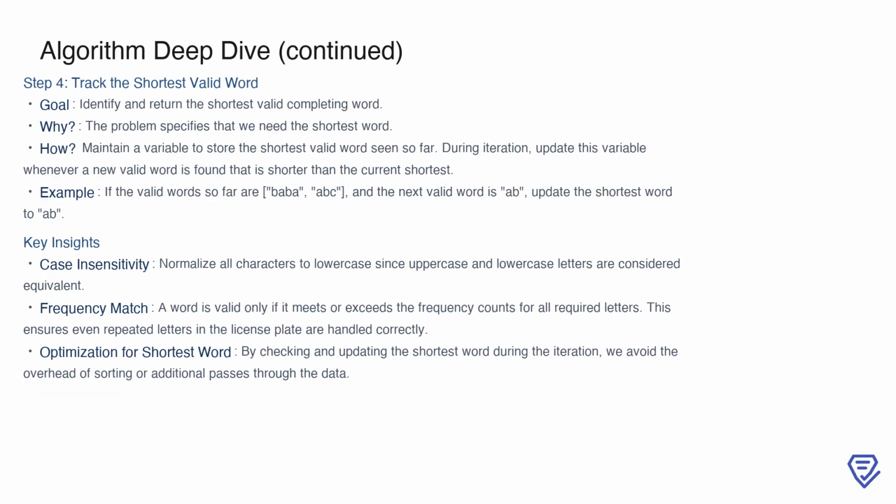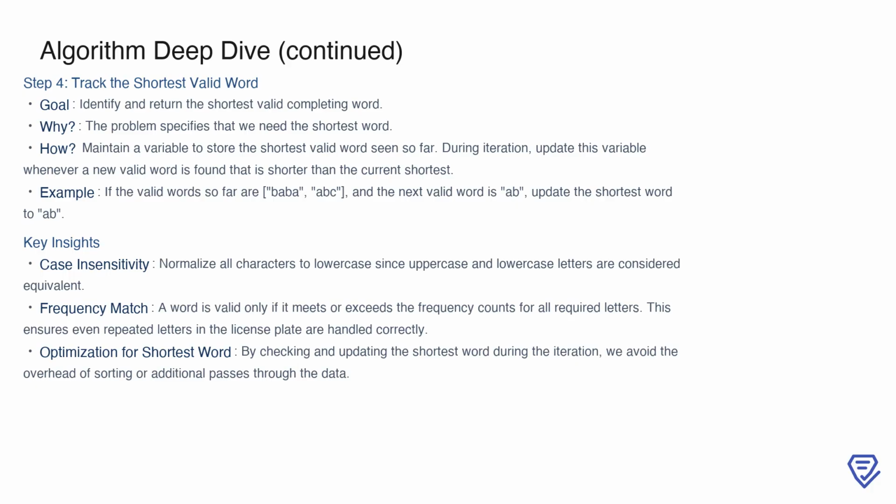The next step is to efficiently identify the shortest valid completing word. As we iterate through the list of words, we keep track of the shortest valid word we encounter. Each time a new valid word is found, we update our stored result if the new word is shorter than the current shortest. This way, we avoid unnecessary sorting or extra passes through the data. To illustrate, if the valid words found so far are Baba, ABC, and we encounter AB, we update the shortest word to AB because it is the smallest.